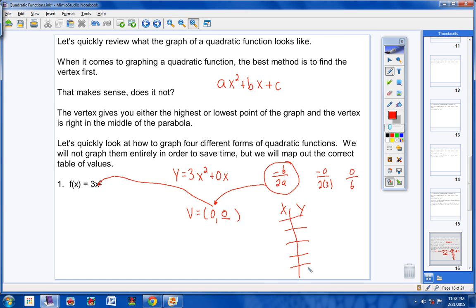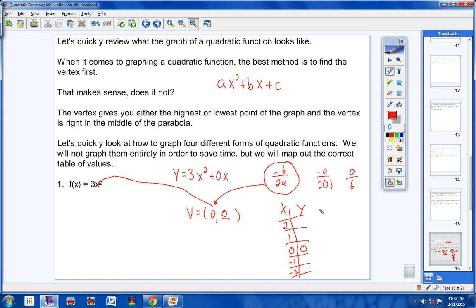So my suggestion to you students is when you fill in your table of values, I would always put your vertex in the middle, always, just like that, and then go up a couple, and then go down a couple like that, okay? We're not going to graph this like I said, but I'll very quickly fill in this information for you.